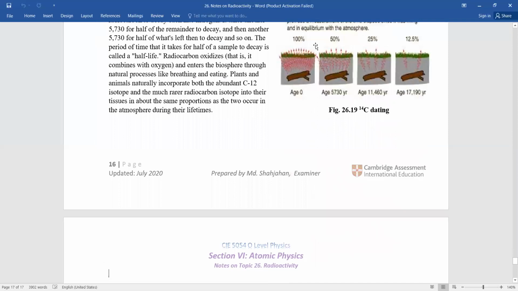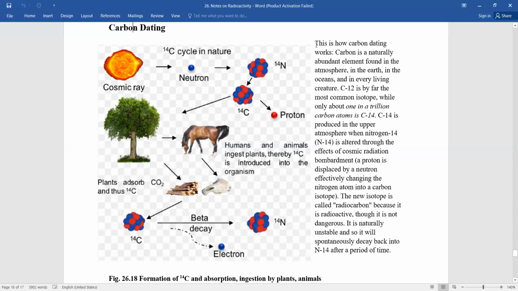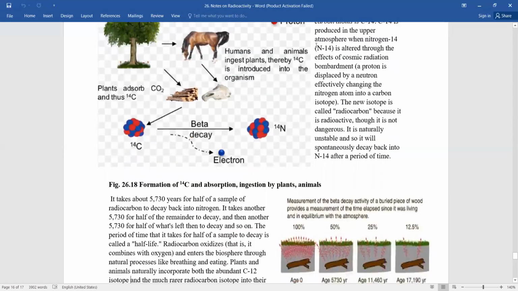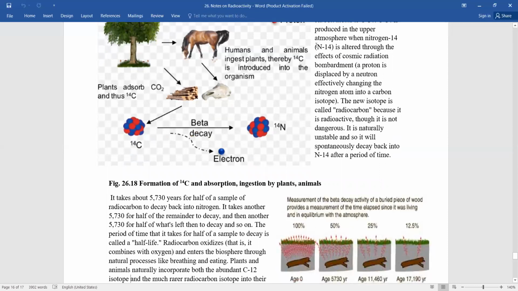Yeah, continue please. It takes about 5,730 years for half of a sample of radiocarbon to decay back into nitrogen. It takes another 5,730 for half of the remainder to decay, and then another 5,730 for half of what's left to decay, and so on. The period of time that it takes for half of a sample to decay is called a half-life.